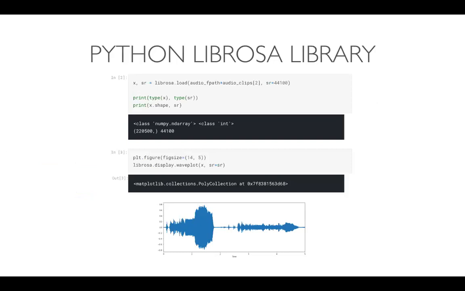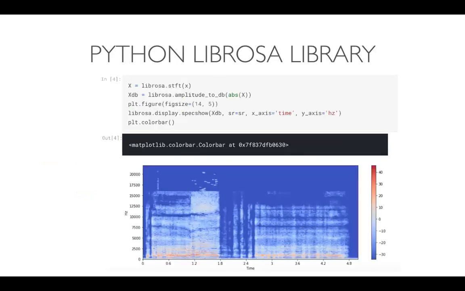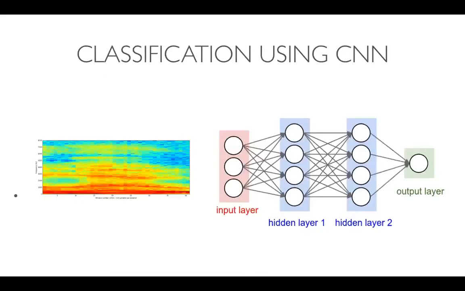We have a lot of libraries to convert audio to spectrograms or waveforms, and they're pretty straightforward. One is the Python librosa library. Using that library, you can easily get the waveform of an audio. You can also get the spectrogram: if you just use librosa.display.specshow, that's it, and you will get the spectrogram of the audio.